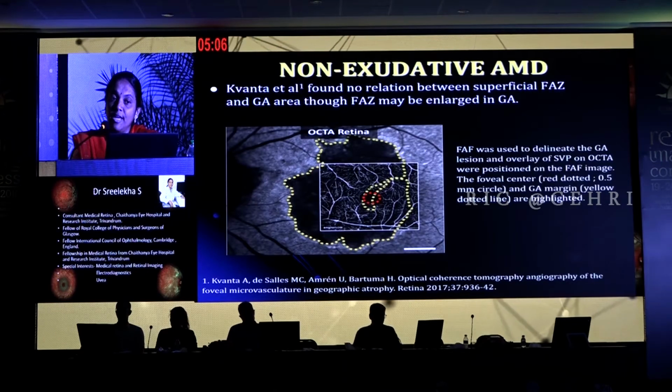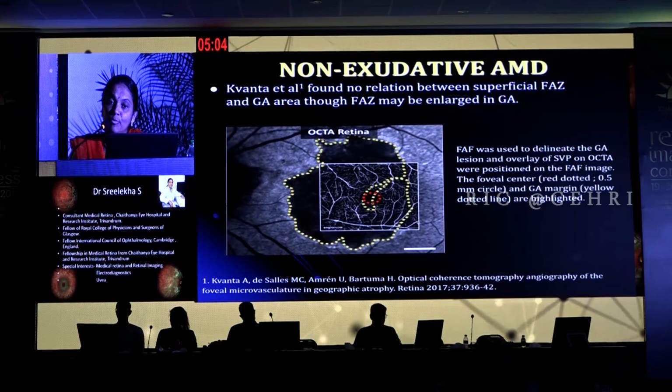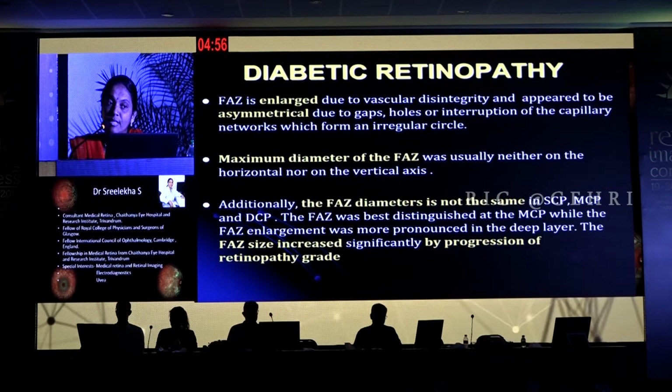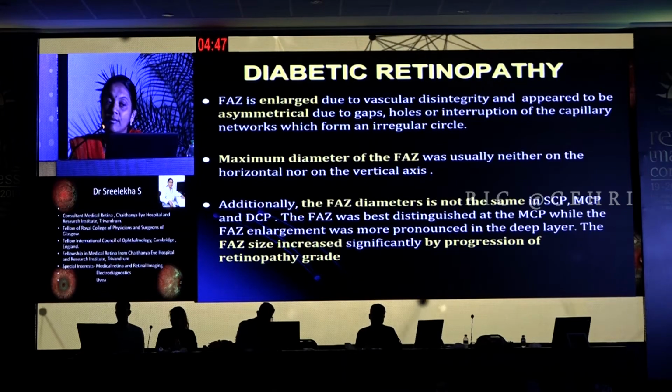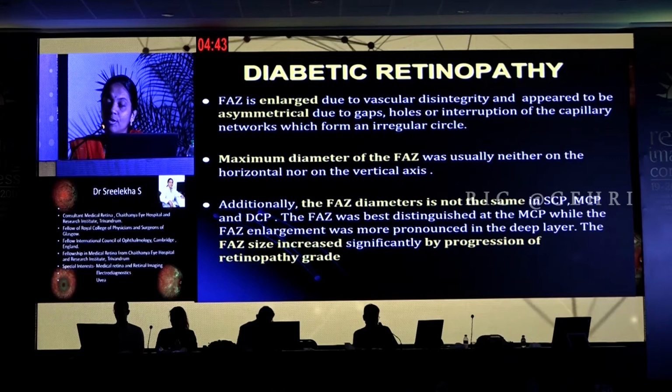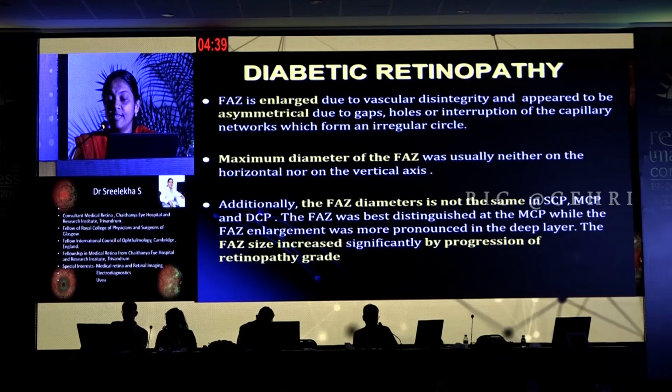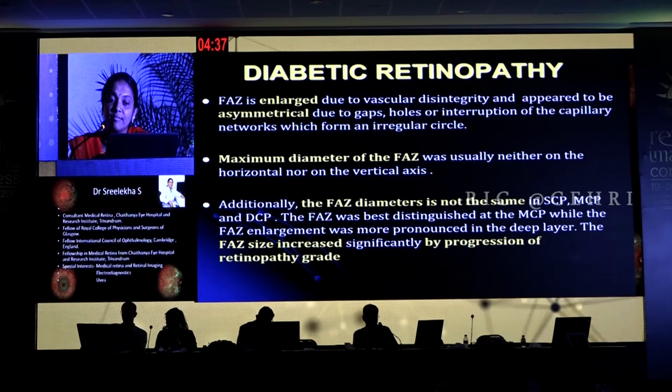In non-exudative AMD, no relation was found between superficial FAZ and geographic atrophy area, though FAZ may be enlarged in geographic atrophy. In diabetic retinopathy, FAZ is enlarged due to vascular disintegrity and appears asymmetric due to gaps, holes, or interruption of the capillary networks. The maximum diameter of FAZ in diabetics is neither on the horizontal nor on the vertical axis. Additionally, the FAZ diameters are not the same in the three vascular plexuses.